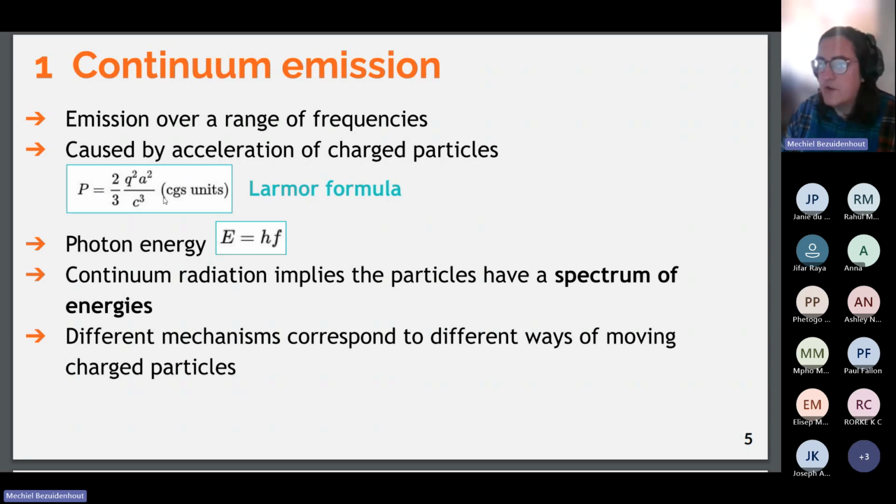And we know that the photon energy is proportional to the frequency of the photon, right? So in other words, the frequency is related to the square of the acceleration. So higher frequency emission requires a more violent acceleration. Also, the fact that it's a continuum of radiation, so it's a continuum of frequencies, implies that we are talking about a population of particles. So it's not a single particle, it's a population of particles which each exists on a spectrum of energy. And then the different mechanisms for producing radio emission each correspond to a different way of moving the charged particle, of producing that acceleration.